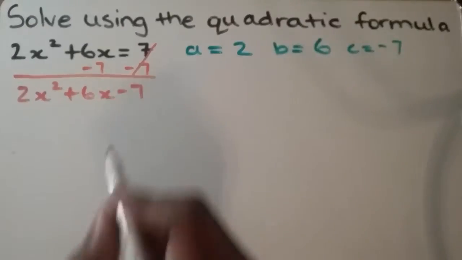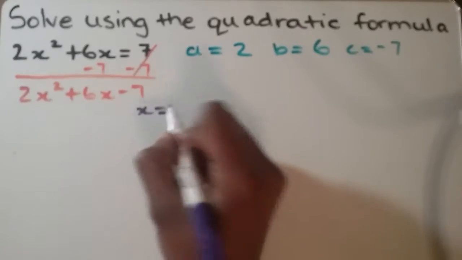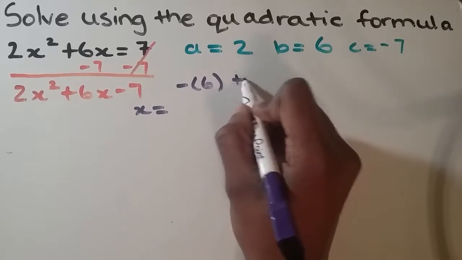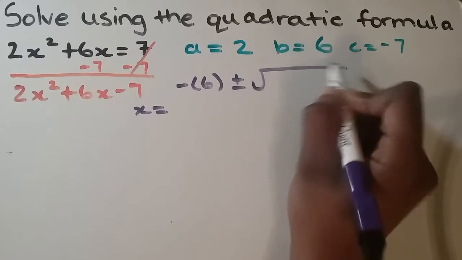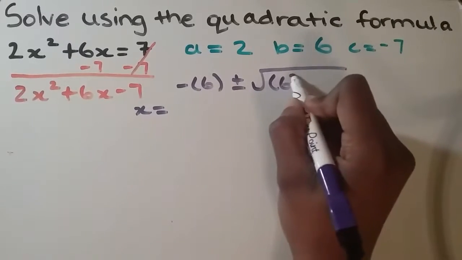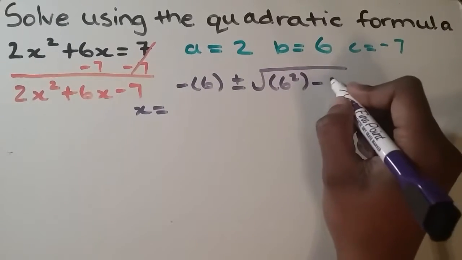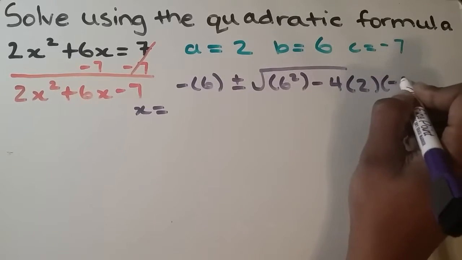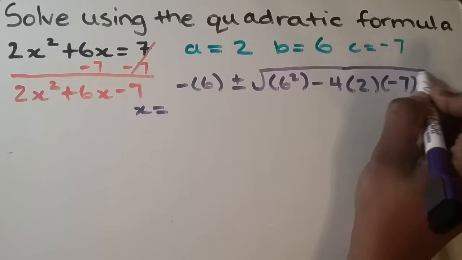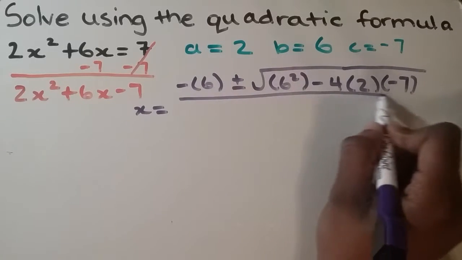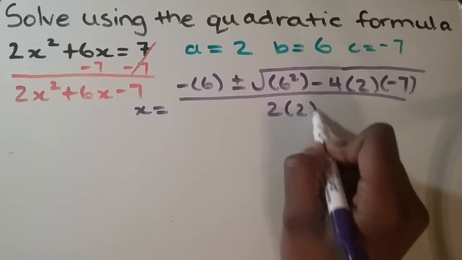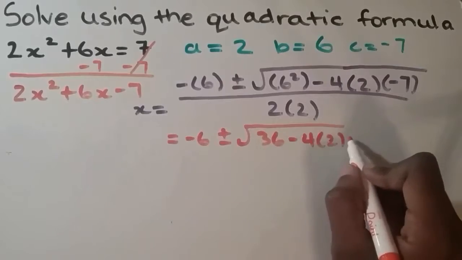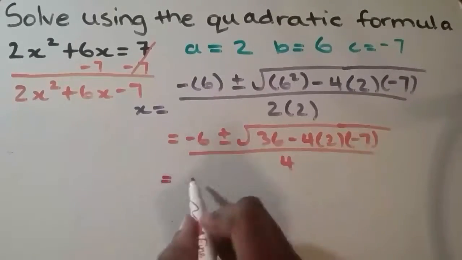So now it's time to use the quadratic formula. What we're going to do is replace a, b, and c with positive 2, positive 6, and negative 7. When we do that, we get x is equal to negative 6 plus or minus the square root of 6 squared minus 4 times 2 times negative 7, and all of that over 2 times 2. So now we're just going to simplify. And while simplifying, you want to keep PEMDAS, or please excuse my dear Aunt Sally, in mind.